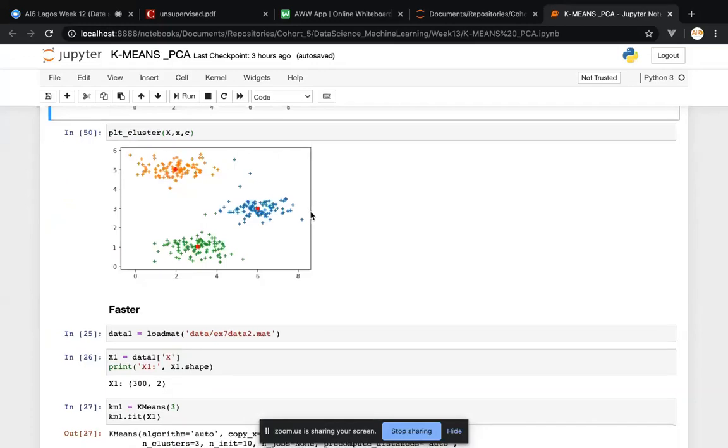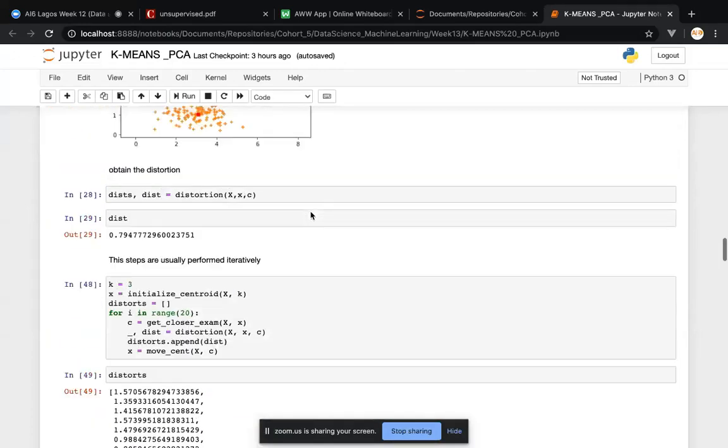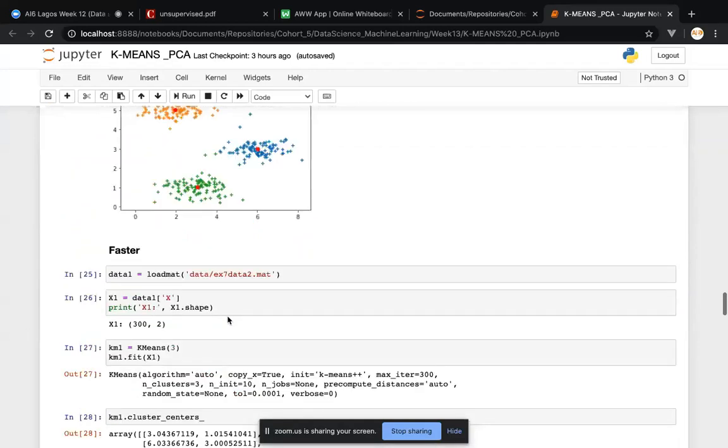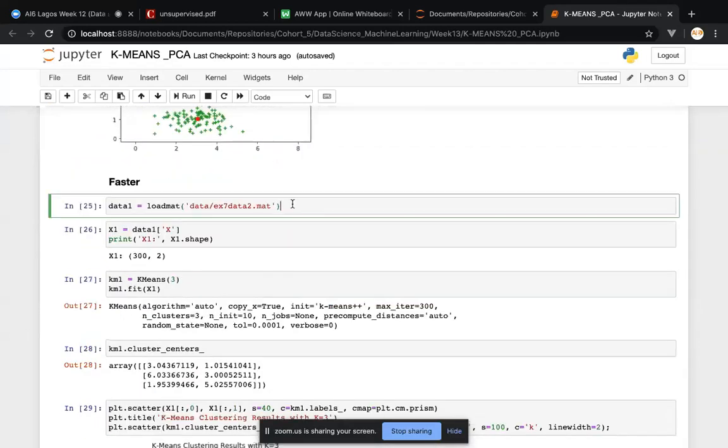So that's it for running the algorithm. I have about 10 minutes. So that's it about running the algorithm from code. So let me quickly just go through the other bit of it.